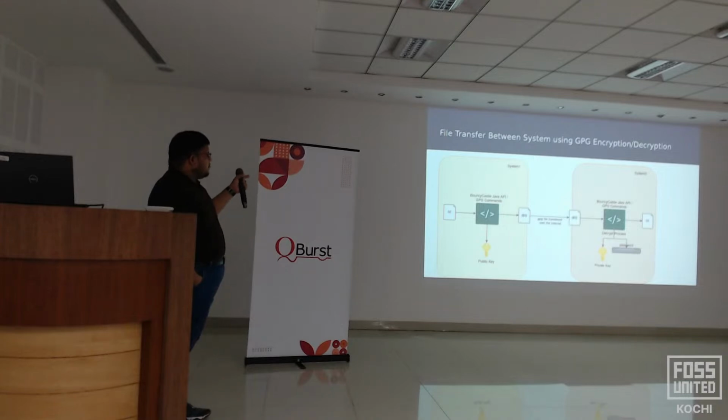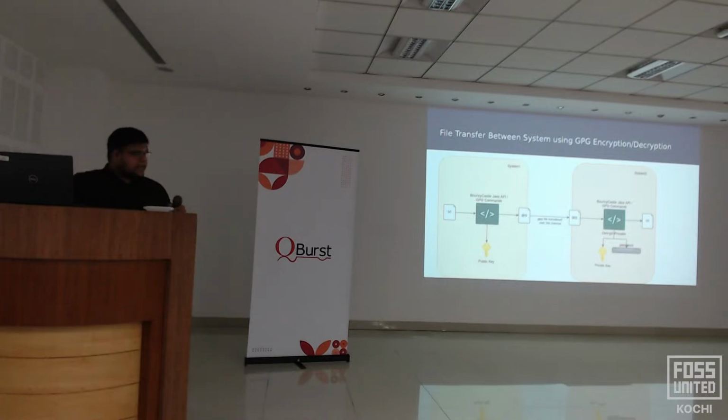So we have a text file. We have two systems, system 1 and system 2. System 1 has a text file, and we use either the Bouncy Castle Java API or GPG commands, and we use the public key to encrypt, and we have a file as GPG. The file is sent to another system over the internet. They receive it, and they again use Bouncy Castle Java APIs or GPG commands, and they use the private key and the password that we provided, and they decrypt the file and get the text file. So you can see this text file is not available on the internet.